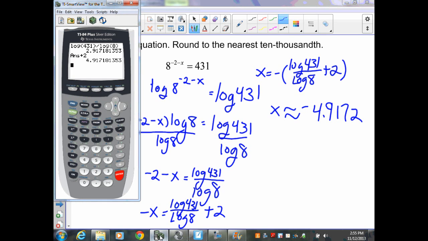Now what I can do is verify my solution by substituting it back into the original problem. Therefore, that's going to give me 8 to the, and then I would put a parenthesis, negative 2 minus a negative 4.9172, which will be plus 4.9172, close the parenthesis, and I should approximate that to be 431. And you can see that I do. Therefore, my approximation is correct.